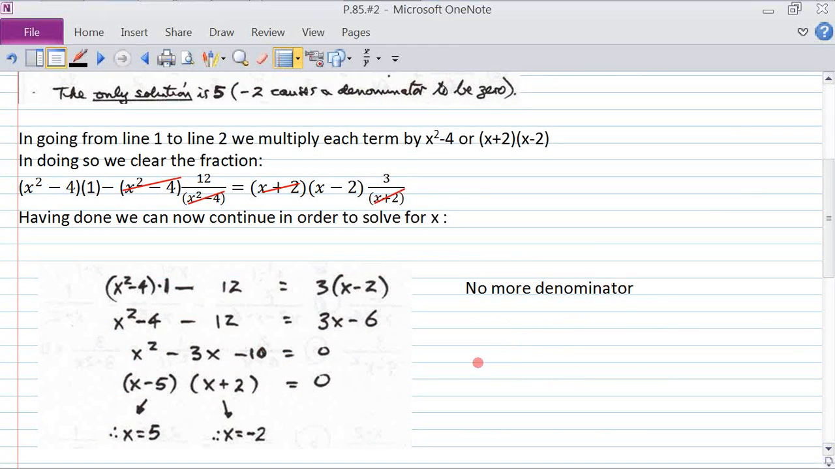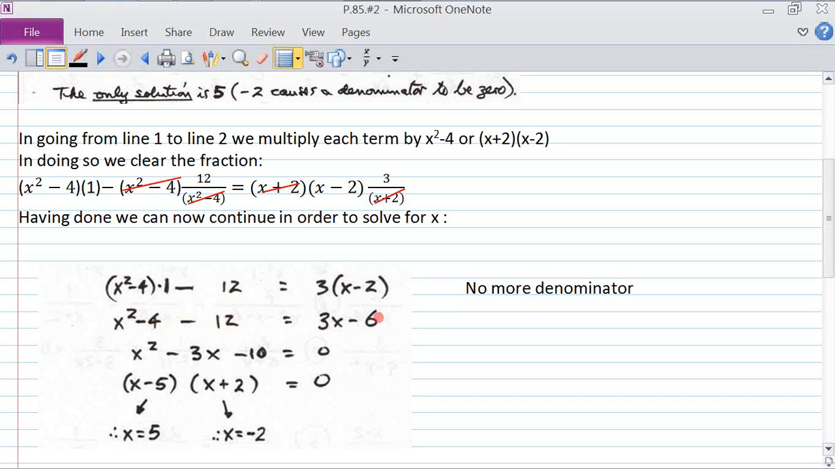There's no more denominator. Here I have x squared minus 4 times 1, which is this. I have minus 12, which is right here with a minus sign here. And here I have 3 times x minus 2. So this is x squared minus 4 minus 12, 3x minus 6 by the distributive rule. Now what I'm going to do, this x squared is this x squared. I have minus 4 and minus 12 is minus 16.